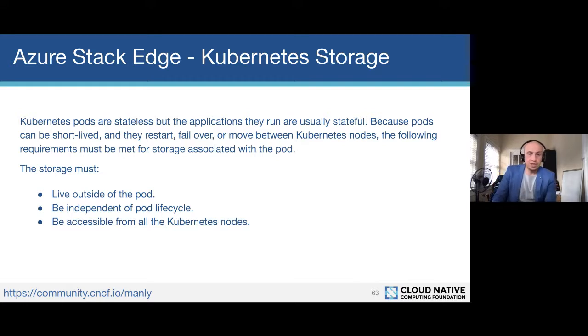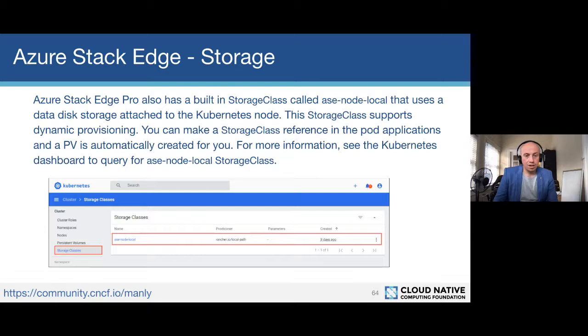So yeah, Kubernetes pods are stateless, but applications these days can generally be stateful as well. Because pods can be short-lived, they restart, failover, etc., there are requirements for storage associated with the pod. So to be able to run these stateful, the storage must live outside the pod, be independent of the pod lifecycle, and be accessible from all the Kubernetes nodes. So in this case, there's just 2 nodes on the Stack Edge. The HCI hub has more, and I'll talk a little bit about a diagram about them soon.